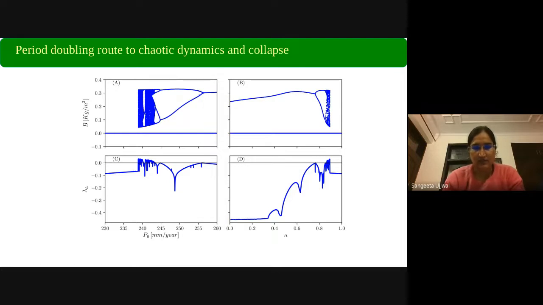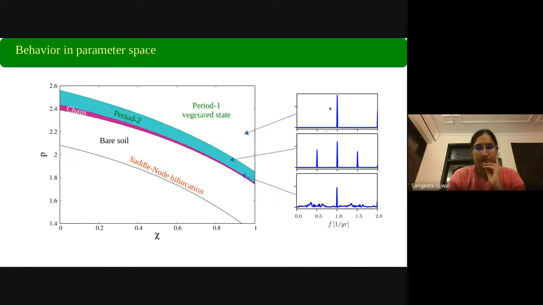So it is a similar bifurcation diagram with the forcing amplitude A. So here also we see this period doubling. So this is the behavior of the system in the parameter space of P and chi, because we want to see how different species that are defined along this trade-off, chi equals 0 to chi equals 1, behave as we change the precipitation.